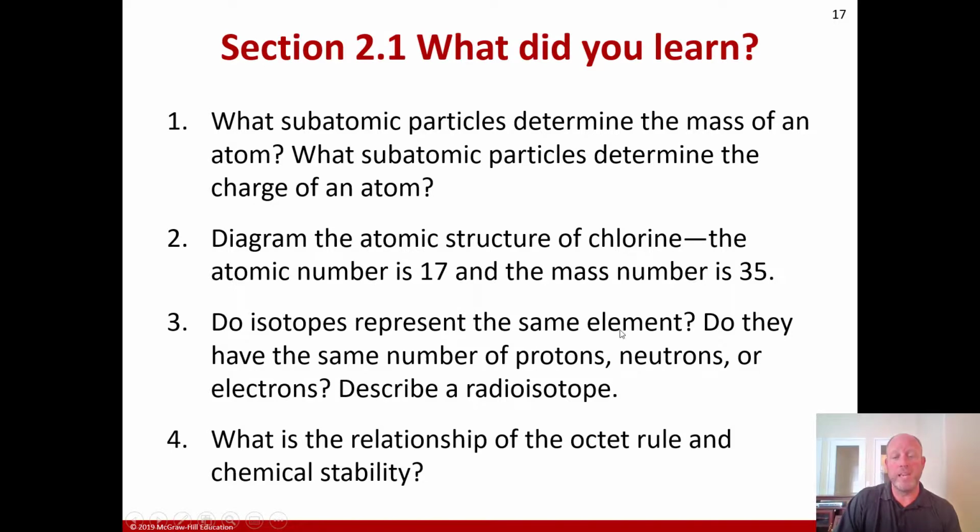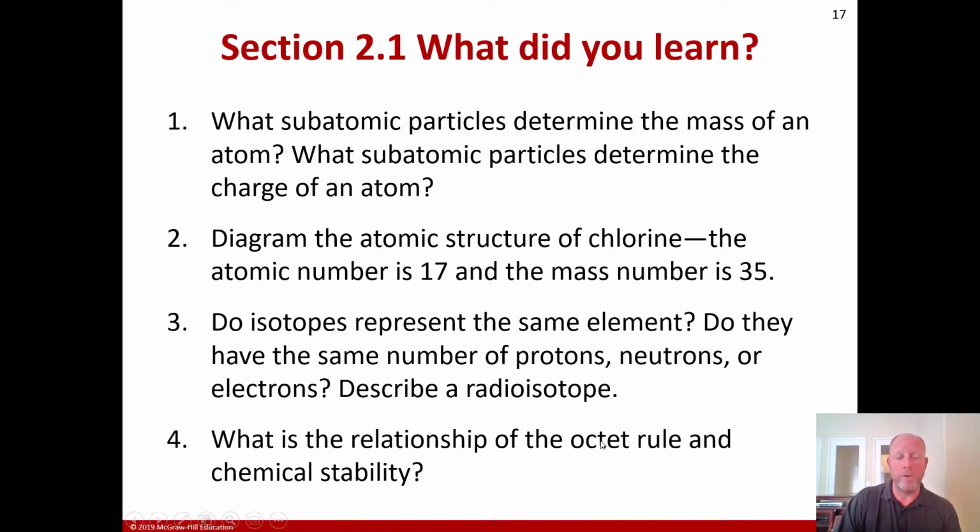Do isotopes represent the same element? The answer, of course, is yes, they do. Do they have the same number of protons, neutrons, or electrons? Neutrons are what's going to be changing, right? And then describing a radioisotope. Radioisotopes become more and more unstable, okay, when you have that change in the neutrons, right?